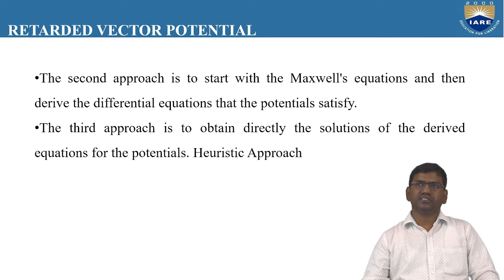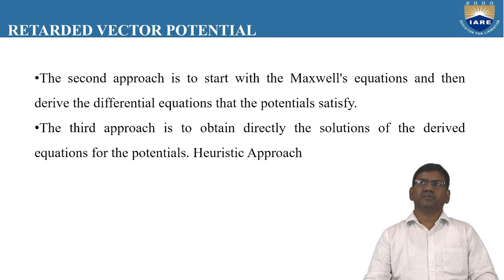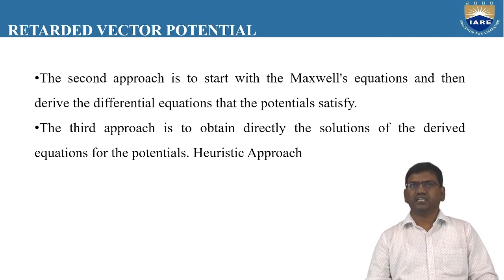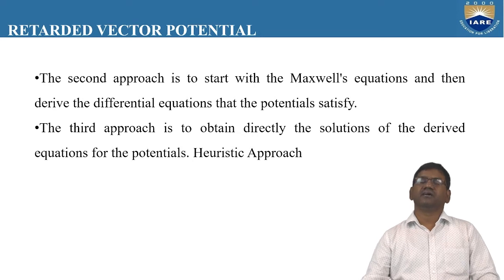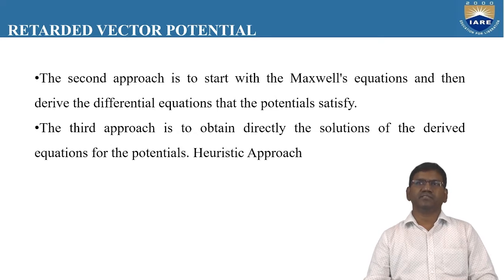And the second approach is to start with the Maxwell's equations and then derive the differential equations that the potentials satisfy. So in the first case, we generalize the electric field and the magnetic field, and after generalizing the fields, we should check whether these fields are equivalent to the Maxwell's equations or not. This method we call the first approach, the heuristic approach.